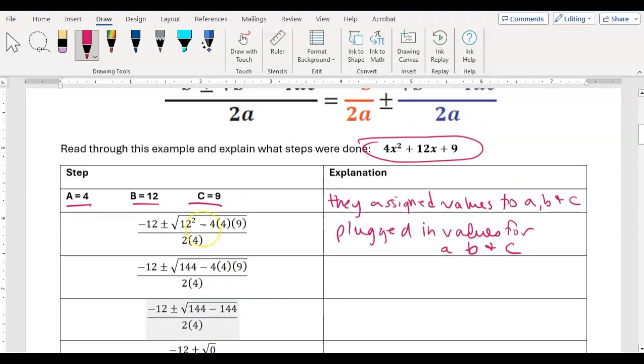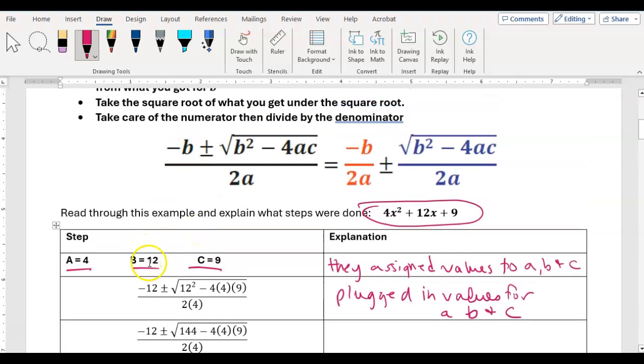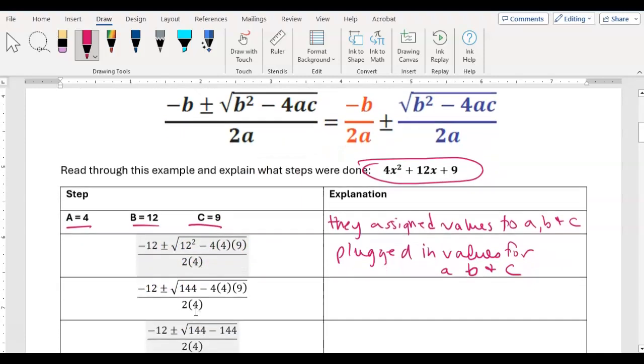So anytime I saw a b, I put 12, right? So instead of b here, I wrote 12. Instead of b here, I wrote 12. Instead of a, I wrote 4. And instead of c, I wrote 9. So you're just rewriting the whole equation, but you're using those numbers instead of a, b, and c.